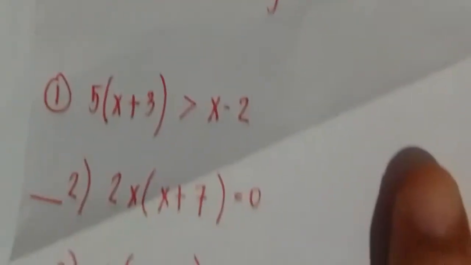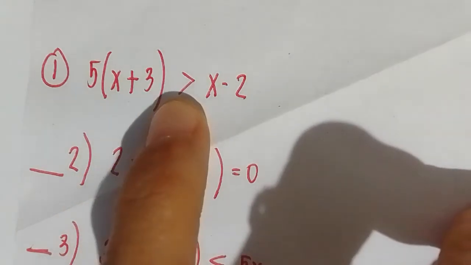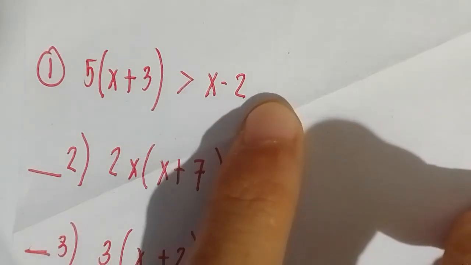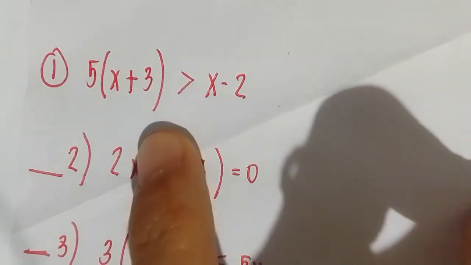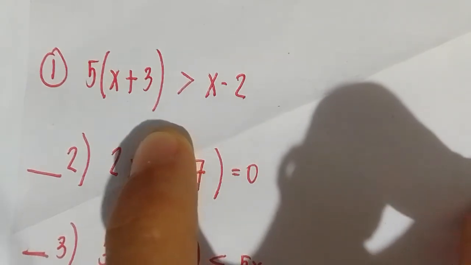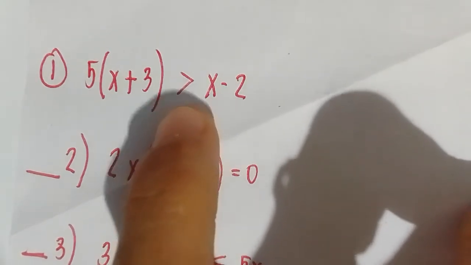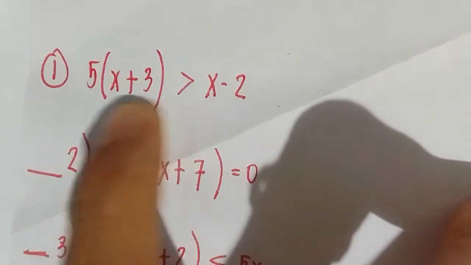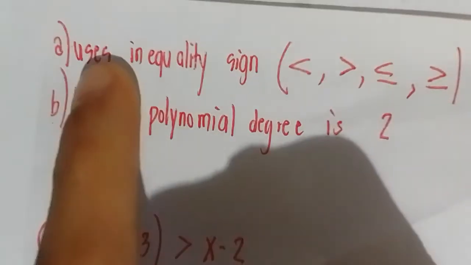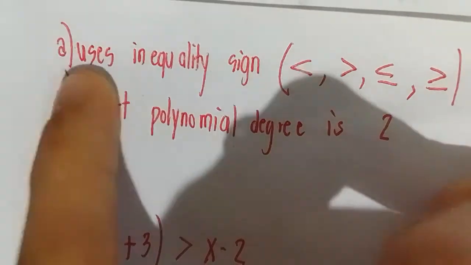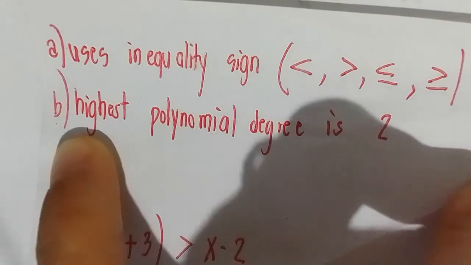So, for example, here number 1, we have 5 times the quantity of x plus 3 is greater than x minus 2. So, atong i-apply the first condition, kailangan ko no naggamit siya inequality sign. So as we can see here from the example number 1, the sign is greater than. So the left side of the equation is greater than the right side of the equation. So check siya sa number 1. Naggamit siya og inequality sign. Check. Now, the question is, sakto ba kapod or check ba kapod siya sa second condition?